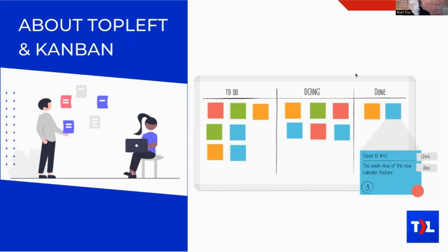If you might recognize, this is a Kanban board. This is essentially the simplest Kanban board you could possibly have. It has columns that represent the stages of the work: to do, doing, done. It's almost the simplest workflow that you could have.